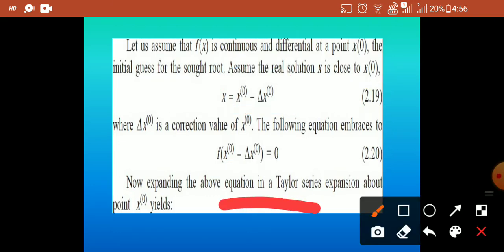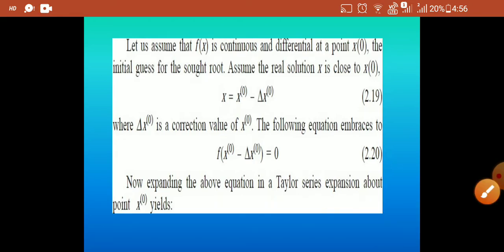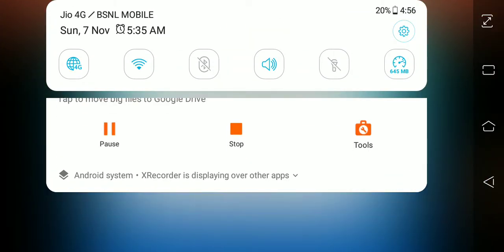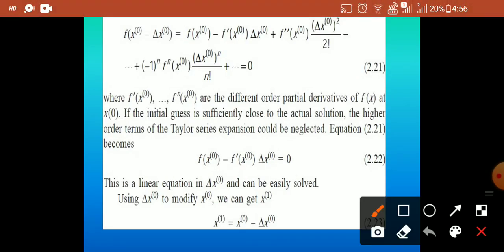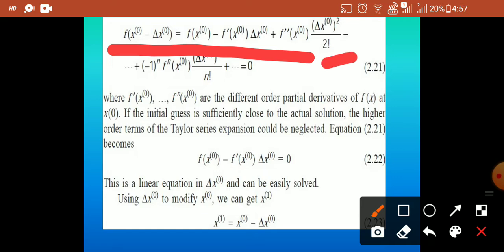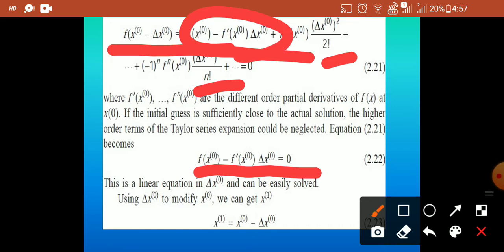Now we expand the above equation in a Taylor series expansion. The general format is f(x0) minus f'(x0) into del x0 plus f''(x0) into (del x0) whole squared divided by 2 factorial, up to n terms, and it should be equal to 0. Here we take the first two terms and equate them to 0.